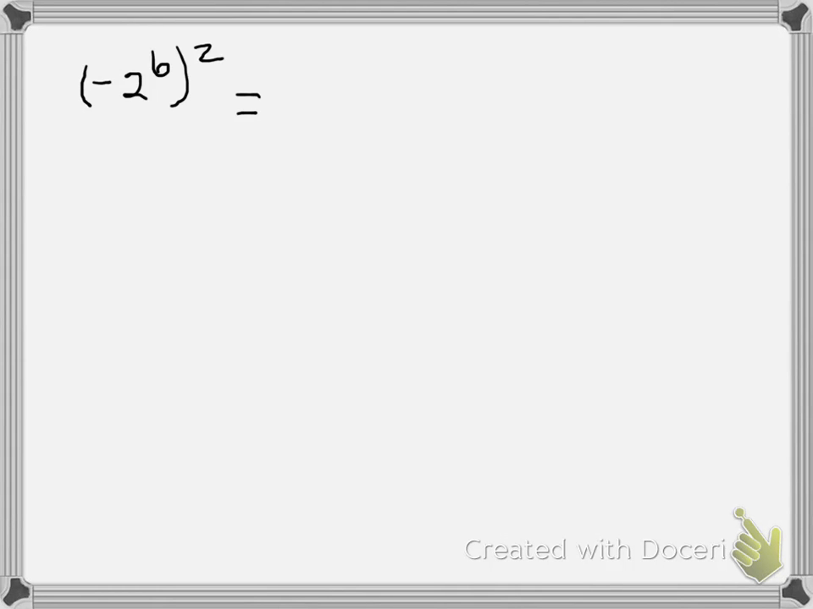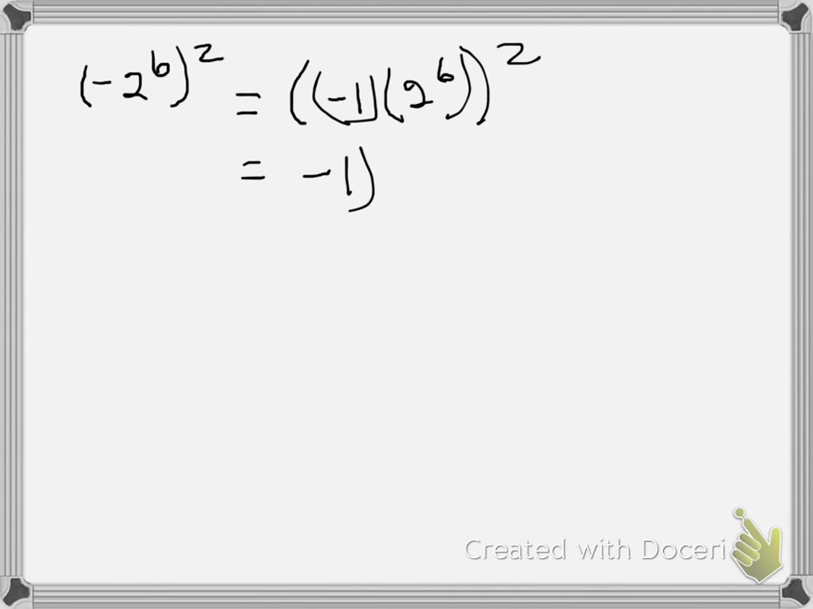It will be easier to see it if I rewrite this as negative 1 times 2 to the 6th, all squared. Alright, so now I apply the square to each factor, so I have negative 1 squared, 2 to the 6th squared. Alright, negative 1 times negative 1 is positive 1, so that's just positive.